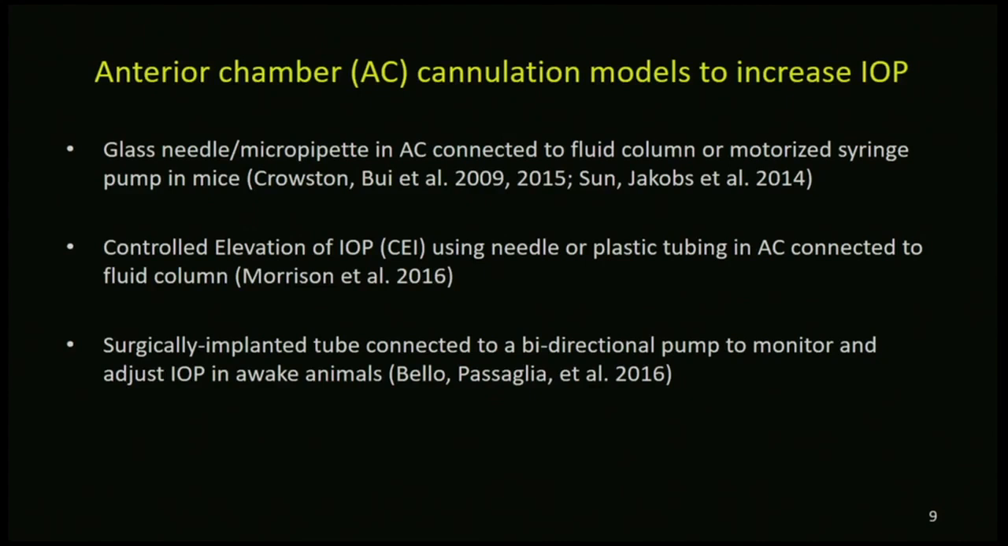So the first model we'll look at is the model by Crowston and Bowie, and a similar model by Sun and Jakobs, where they actually cannulate the anterior chamber with a glass needle or micropipette, and they connect this to a fluid column or a motorized syringe, and they raise the IOP that way. The second model we'll look at is what's called controlled elevation of IOP, or CEI, developed by Morrison and colleagues, and that's using a needle or plastic tubing in the AC, also connected to a fluid column. And then finally, we'll look at Bello and Passaglia's model that was recently published, where they surgically implant a tube that's connected to a bidirectional pump that simultaneously monitors and adjusts IOP in awake animals.